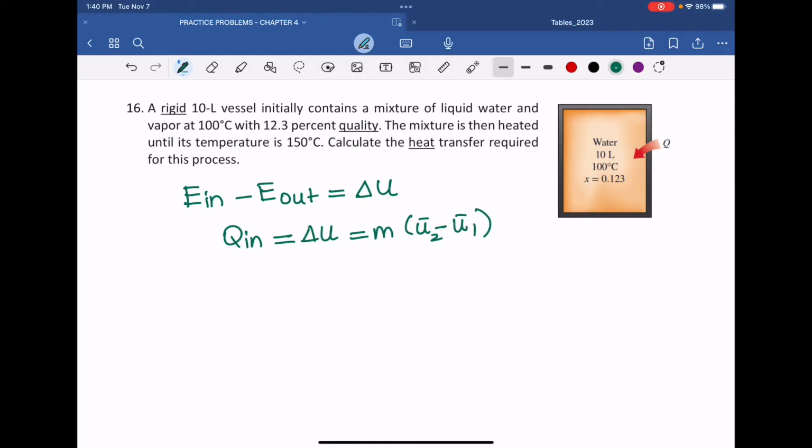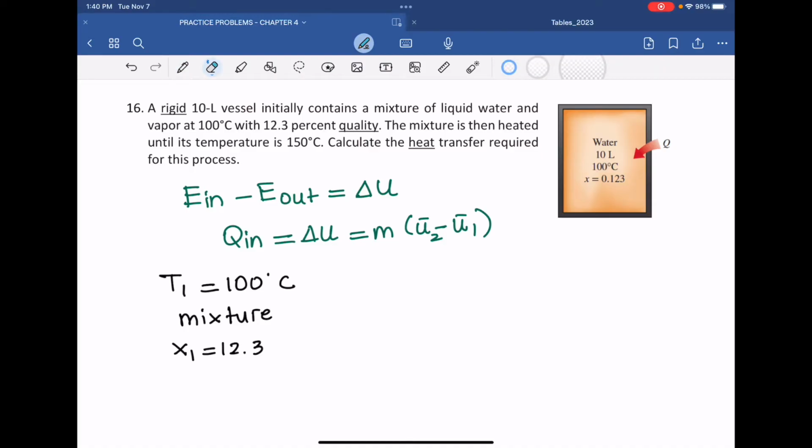equation. And now that means I need to know the mass and the internal energies, and similar to the previous example, we can do that. First of all, analyze state 1, mixture, percent. I'm sorry, we need to divide by 100 this one, because quality has to have a value between 1 and 0. Okay, so this is it.